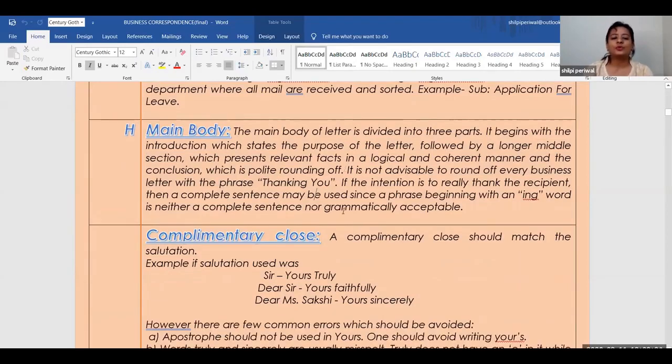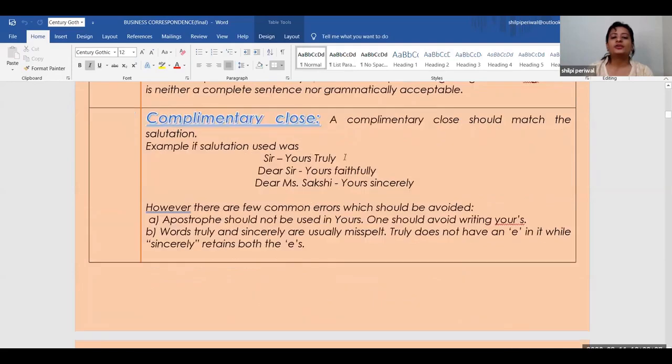Complimentary close, all of you know what is a complimentary close, right? Yours truly, faithfully, sincerely. Now, where to use what? If you're telling someone sir, it is good to use yours truly. That sir could be anyone. It could be a bank manager, it could be any department head. If you are saying dear sir, then dear denotes that you are a little close to that person. So you can say something like yours faithfully.